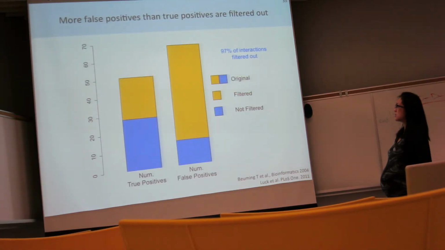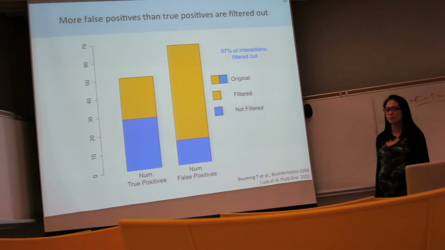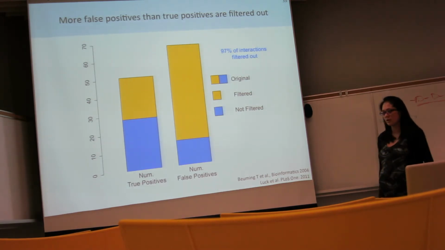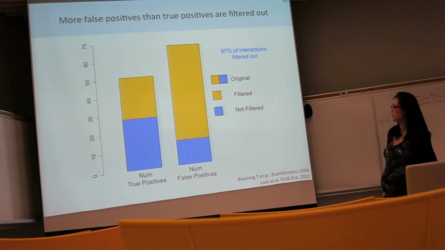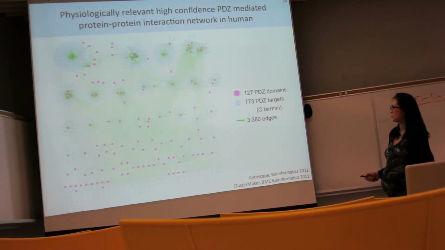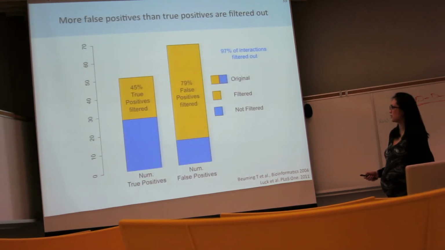So using the integration system, the majority of our predictions are actually filtered out. Specifically, 90% of our interactions are filtered out. So ideally, if our system is working correctly, then the number of false positives that are filtered out should be greater than the number of true positives being filtered out. And so we validated our interactions using known interactions from databases and the literature. And so we found that there were indeed more false positives filtered out than true positives.